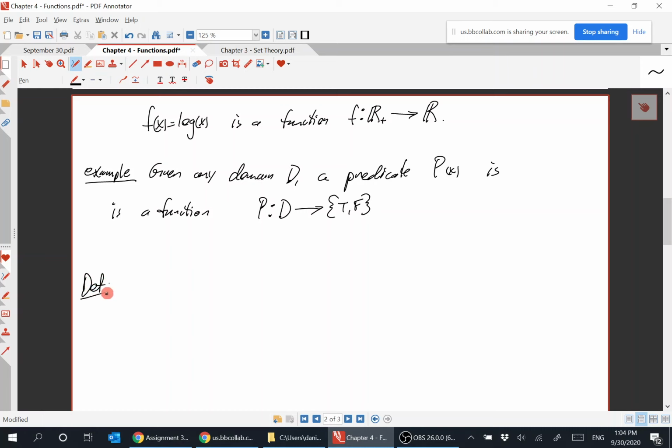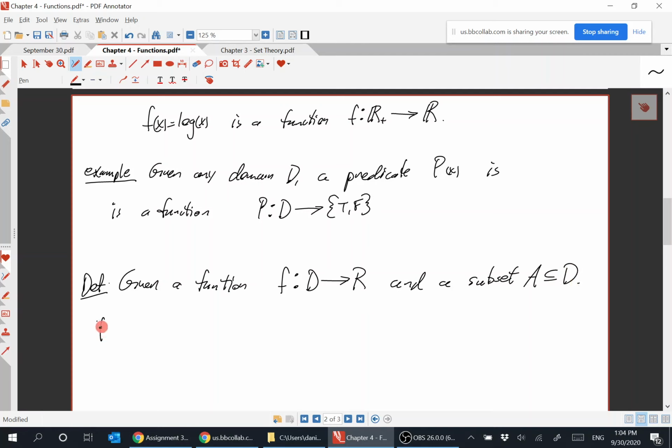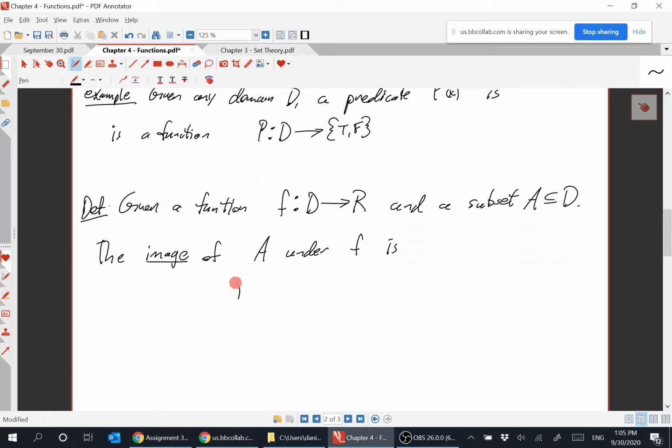Definition. So, given a function f from domain D to range R, and a subset A of the domain, the image of A under F is written like this: f of A, it's the set of all f of x such that x is in A.